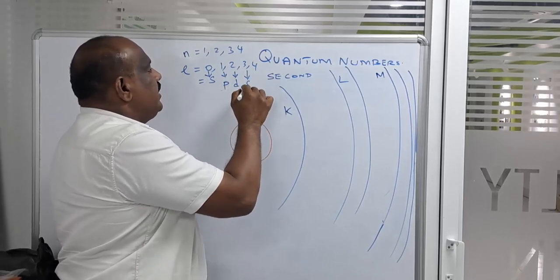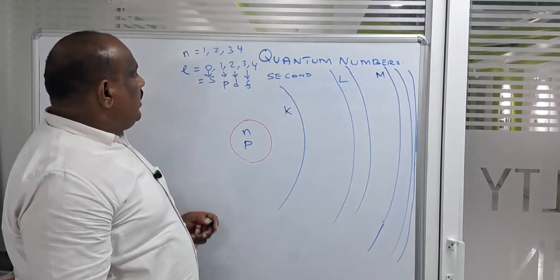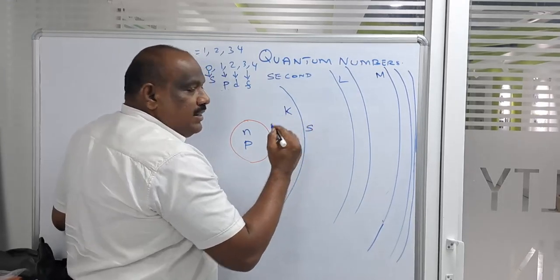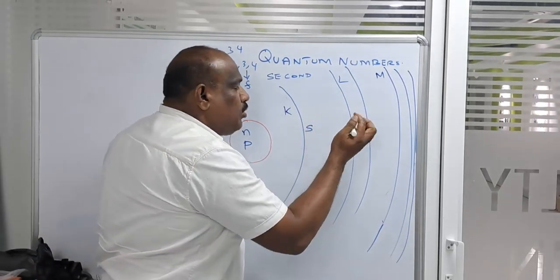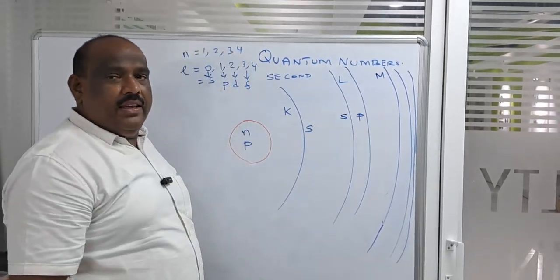What is this 3 is called as F subshell. So when I am going to have K shell, it will have only S subshell. When I am going to have L shell, it will have 2 subshells. What are the 2 subshells? S and P.